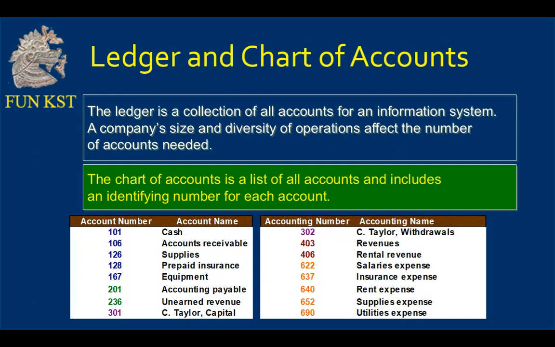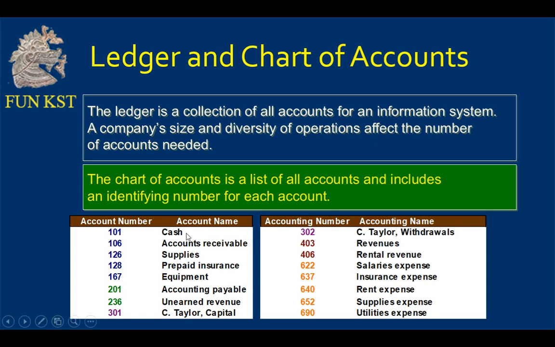Now let's talk about the ledger and the chart of accounts. So what is a ledger? A ledger is a collection of all accounts for an information system. A company's size and diversity of operation affect the number of accounts needed. How about the chart of accounts? A chart of accounts is a list of all accounts and includes an identifying number for each account.